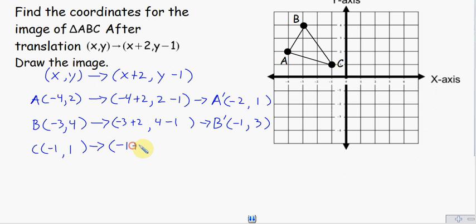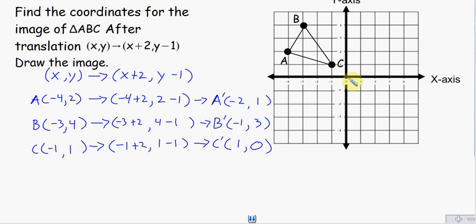Okay, so here's my last transformation. Take negative 1 and add 2 to it, and take 1 and subtract 1 from it. That's an easy one. So my transformation for C prime is going to be 1, 0. All right, so those are all my new points. Okay, so I'm going to take those new points and plot them on my graph, see what it looks like.